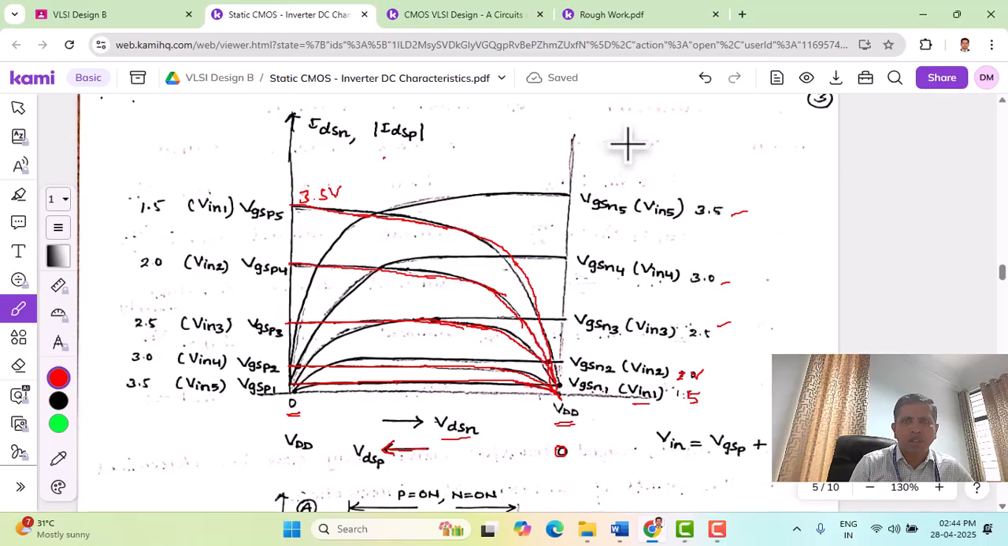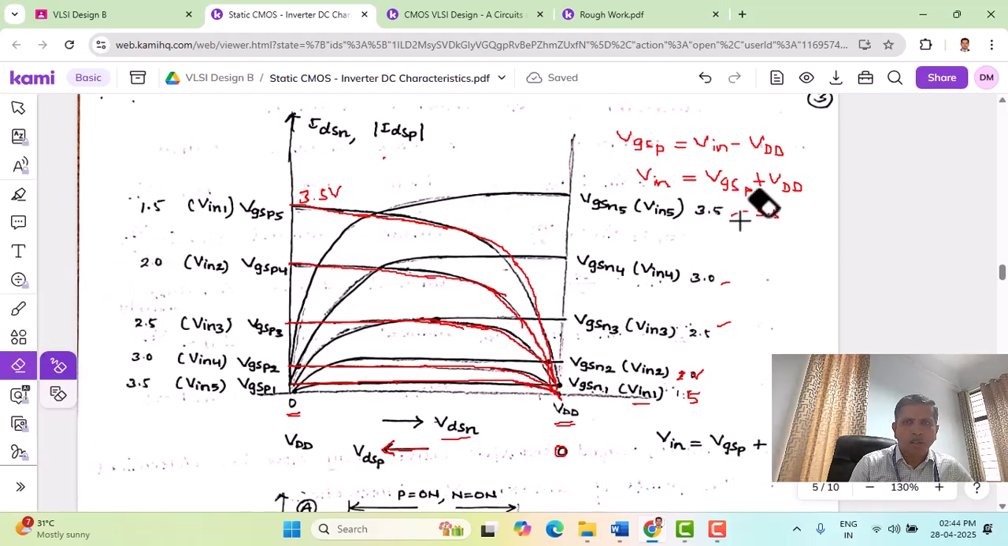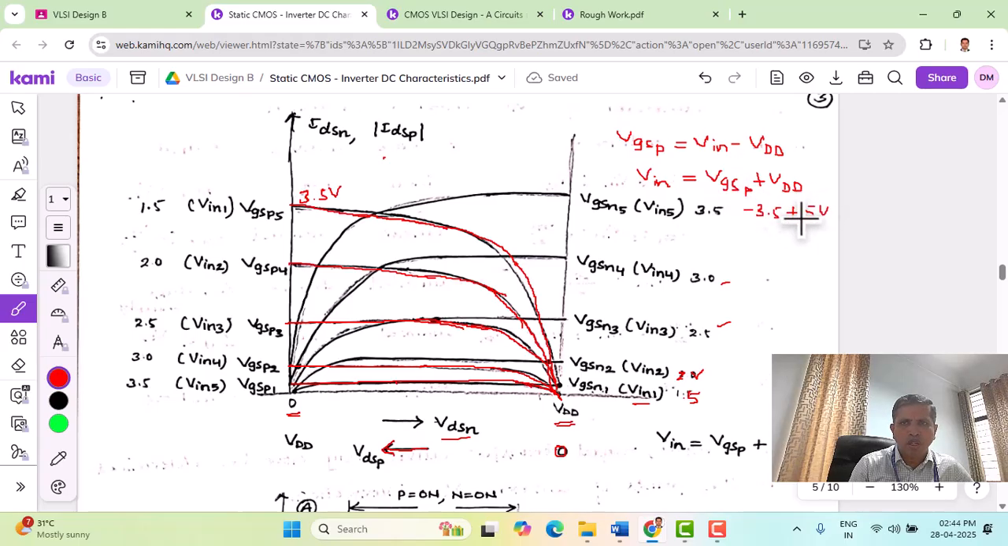So we have an equation like VGSP, which we already derived, equals Vin minus VDD. Now let us try to find out what Vin is. Vin equals VGSP plus VDD. Using this equation, we can find the input voltage Vin. VGSP earlier was minus 3.5 volts for the PMOS device, and VDD is 5 volts. Therefore Vin becomes 1.5. So we have shown here Vin as 1.5.